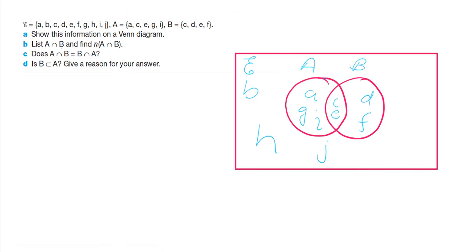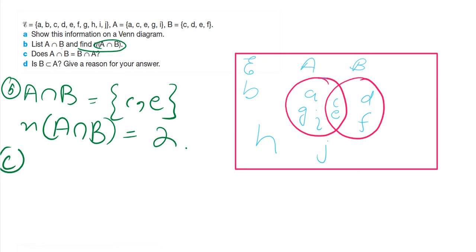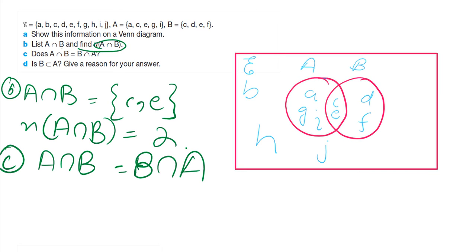List A intersection B and find the number of A intersection B. That's pretty obvious: C and E. And the number of the intersection of these two sets is 2. All right, let's do the C part. Thus, A intersection B is equal to B intersection A. Yeah, obviously.